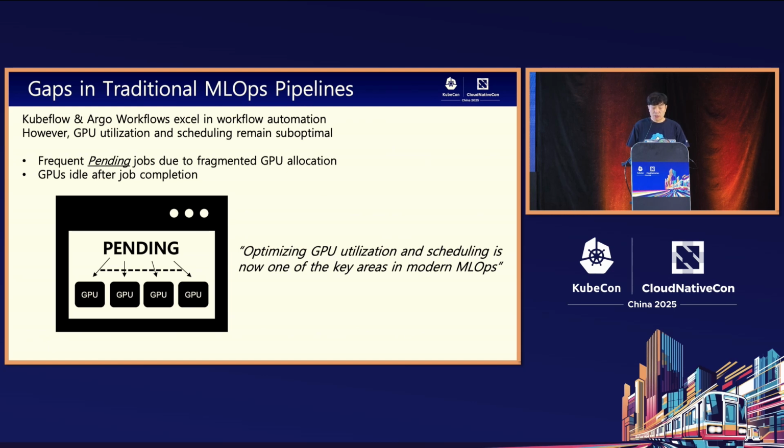Even though we have smart open source tools like Kubeflow and Argo Workflows, which excel in workflow automation, GPU utilization and scheduling remain suboptimal. So right now, optimizing GPU utilization and scheduling is one of the key areas in modern MLOps.